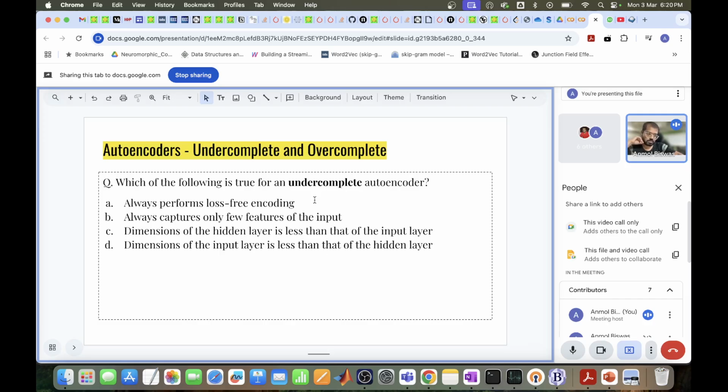First of all, obviously, you have to understand what an undercomplete autoencoder is. If you know that, then you can start reasoning out about these options, right? So once again, I will give a couple of minutes and then we'll discuss this.